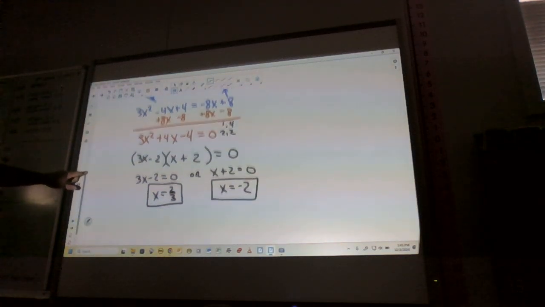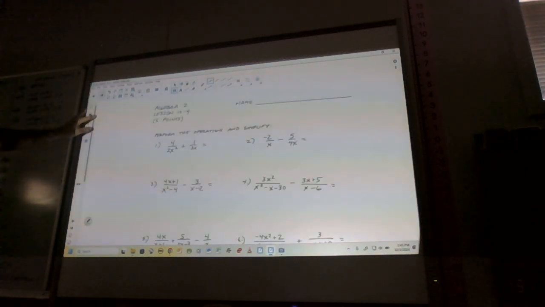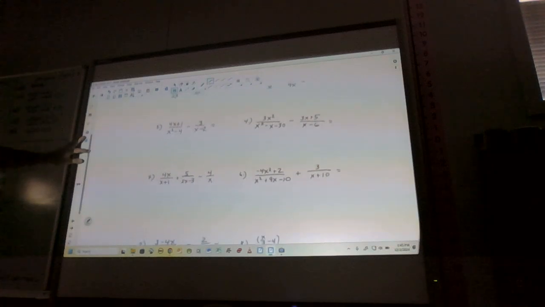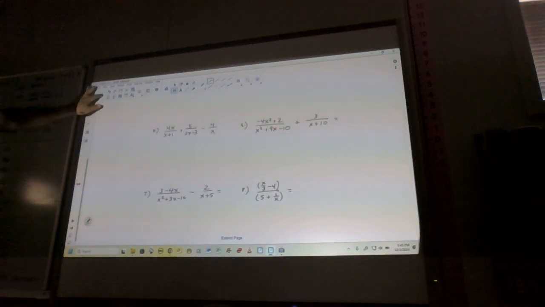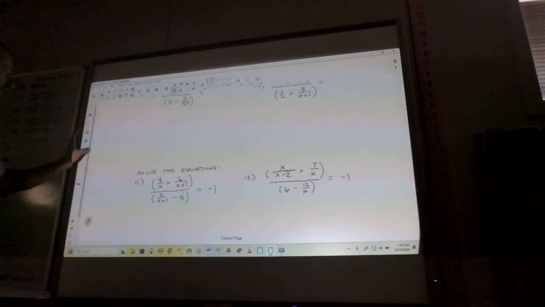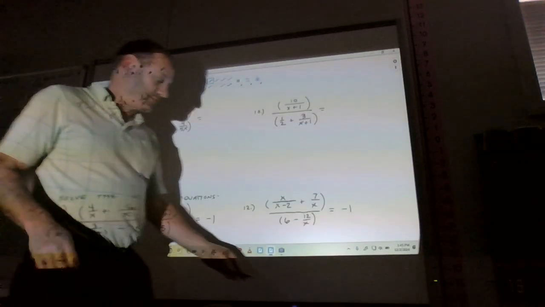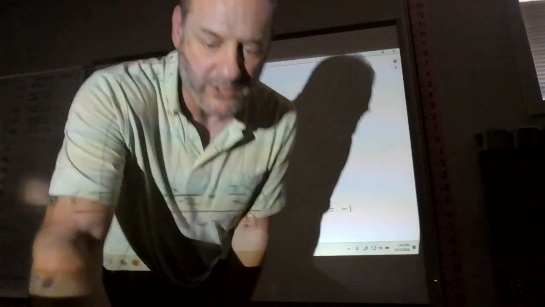Okay, so hopefully you can pull off a couple of these problems. I didn't give a whole lot in the assignment. So here's the assignment. You got some things to simplify, and then there's a couple here that you need to solve, these two equations. The rest are just simplification. So have fun with that, and I will see you in class.